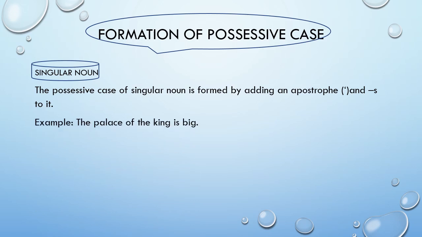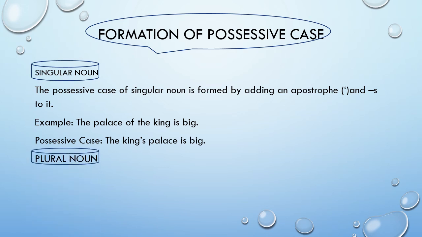So example is the palace of the king is big. So how would we make possessive case? It is the king's palace is big. Who is the owner of the palace? It is king, and it is not ending with s, so we would write apostrophe plus s, the king's palace.